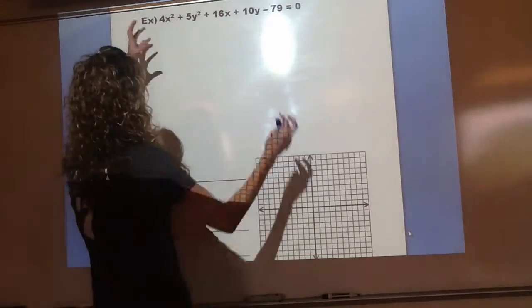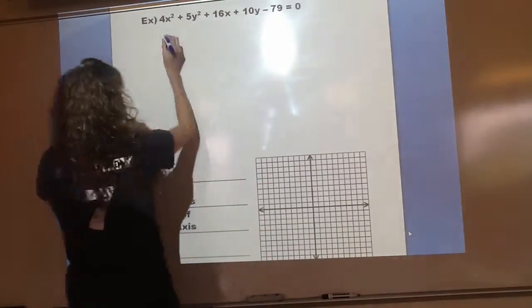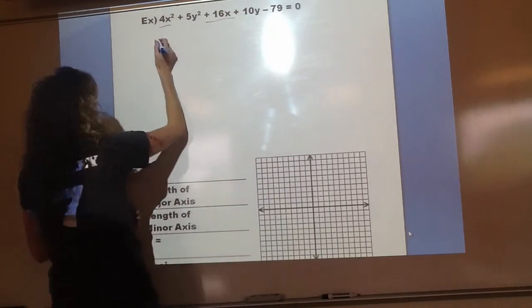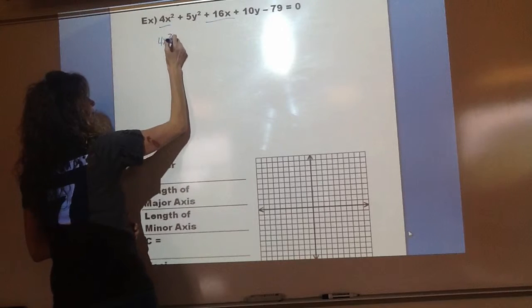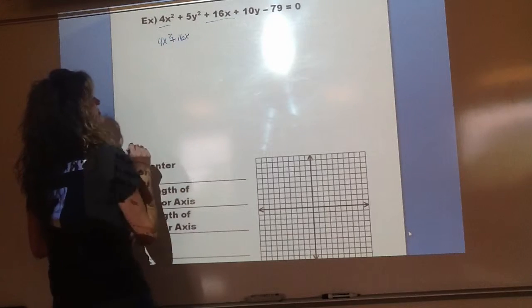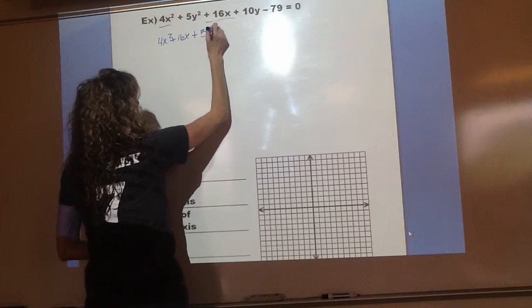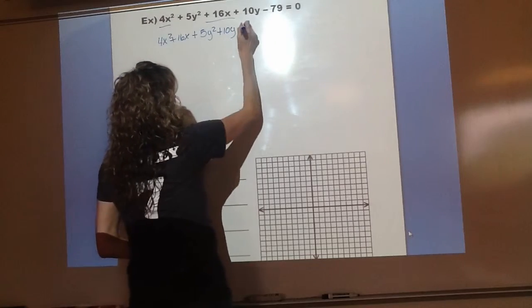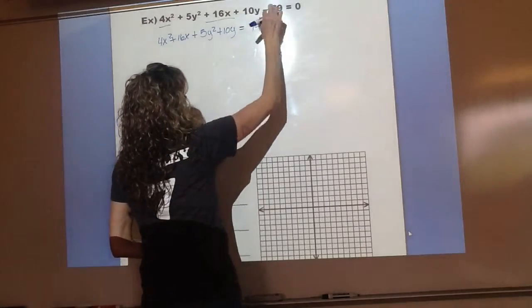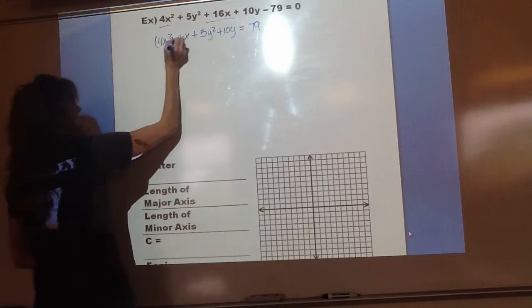We need to gather up all our x's in one spot and y's and then equals the constant. So my x's are going to be 4x squared plus 16x plus 5y squared plus 10y equals positive 79, because add 79 to both sides. And then I'm going to complete the square.